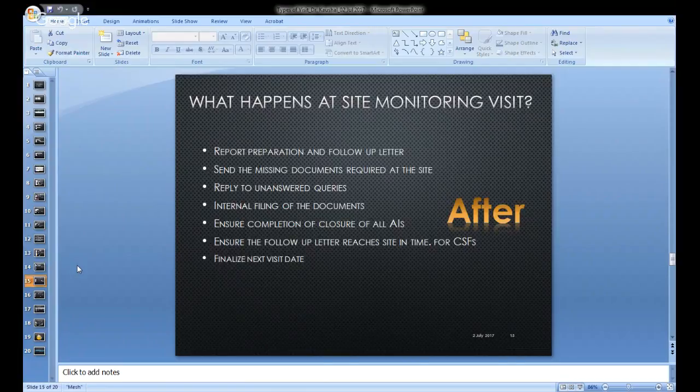And ensure that your next visit date is finalized. Maybe you would have finalized this particular date during your visit, but later reconfirm the visit and be ready for the next visit.